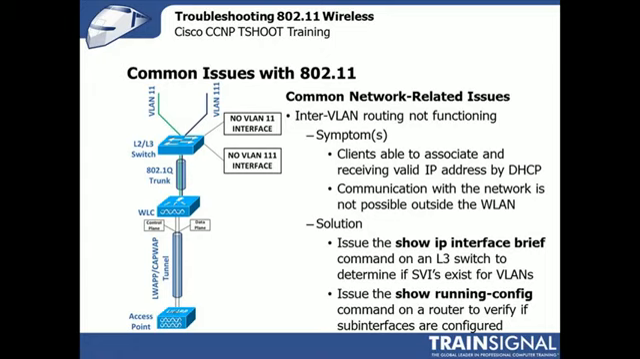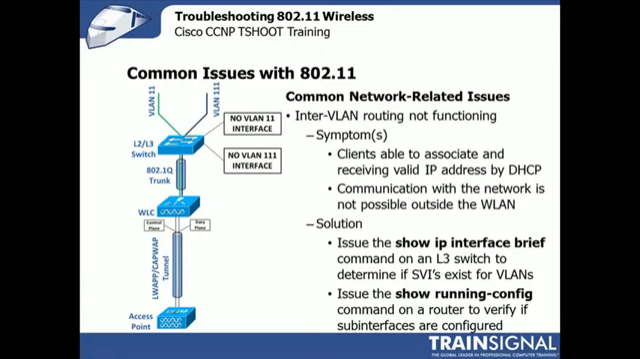Typically, the symptoms are you're not going to be able to get a valid IP address, and communication with the network is not possible outside the wireless LAN. In other words, you can reach the access point, you can reach other clients, but you can't get anywhere else. The easy solution is to do the show ip interface brief command on the layer 3 switch and determine if SVIs exist for the VLANs.